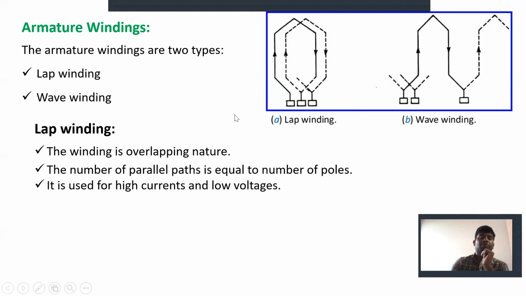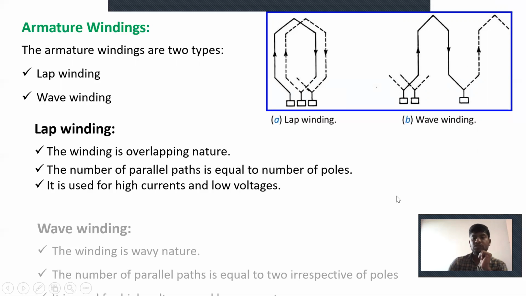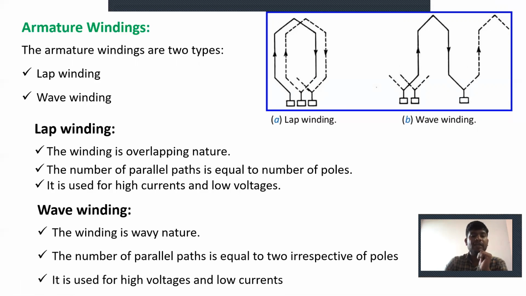In the lap winding there is an overlapping coil nature, and the number of parallel paths equals the number of poles. However many poles we have, that many parallel paths are there. But the wave winding consists of only two parallel paths. Also, the lap winding is only used for high currents and low voltages.